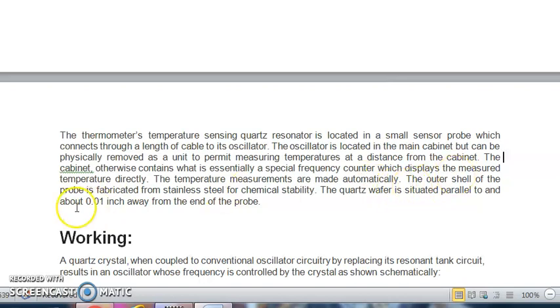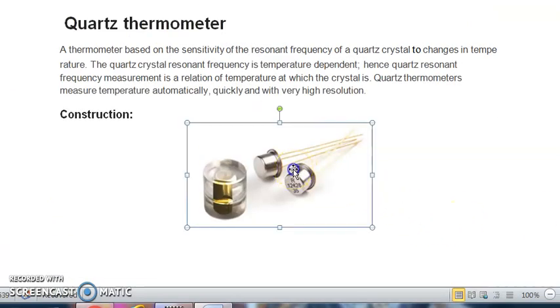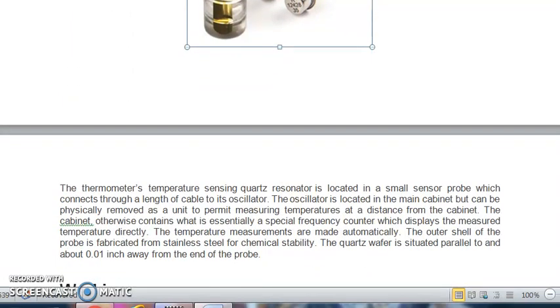The outer shell of the probe is fabricated from stainless steel, which you have seen earlier. I have just shown this one, this is the stainless structure. This is the sensing part, and internally the crystal is available. The crystal senses the temperature, and there is a vibration inside the crystal. So the outer shell of the probe is fabricated from stainless steel for chemical stability.